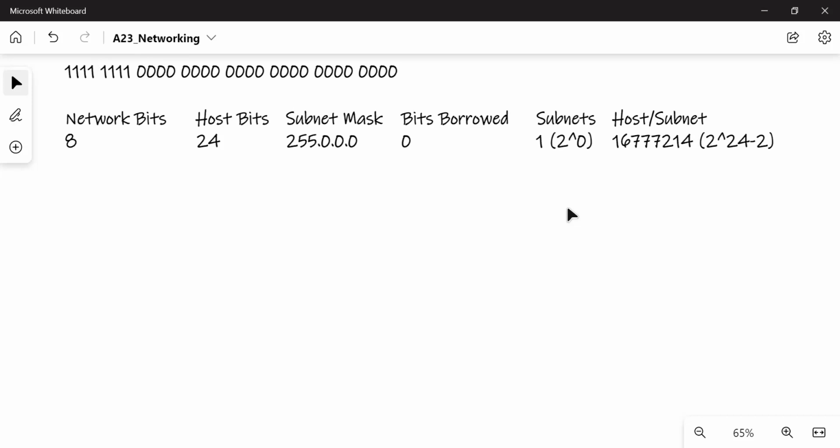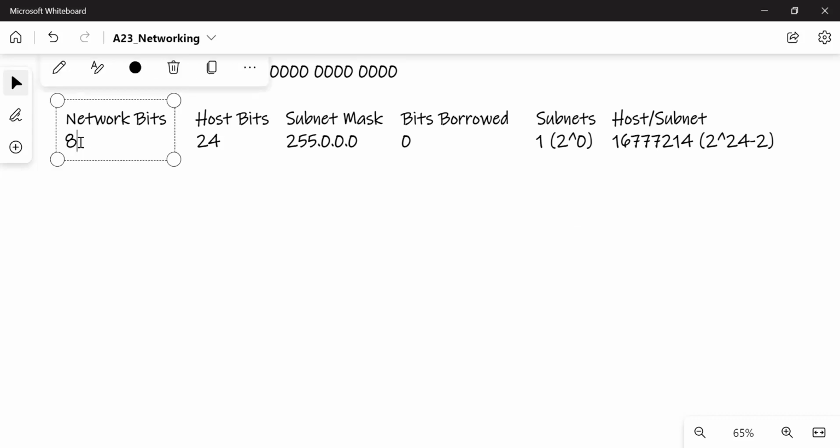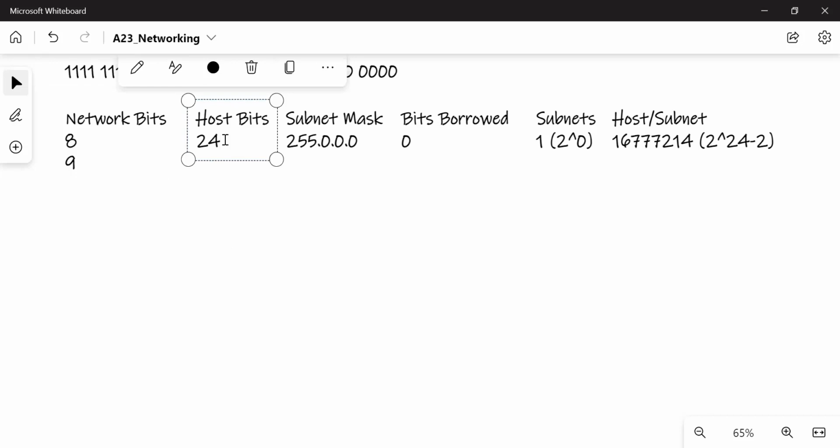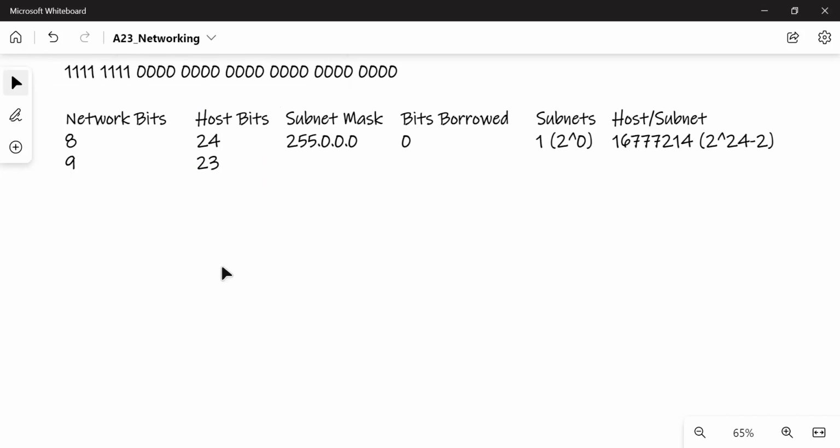Now, let's say we want to divide into 2. We borrow 1 bit from host to network. So now this is going to change. This is going to be 9 because we are going to borrow 1. When we borrow 1, host bits are going to change to 23. Earlier we had 8 bits, now it becomes 9 bits.